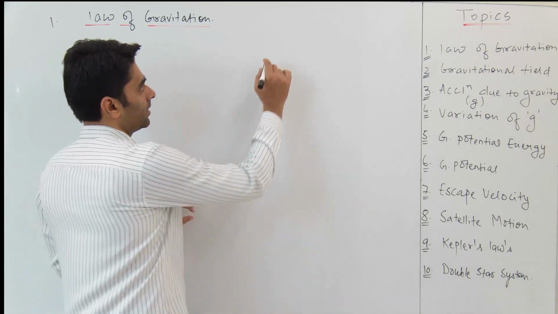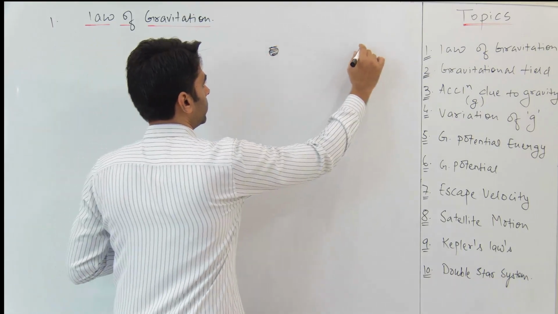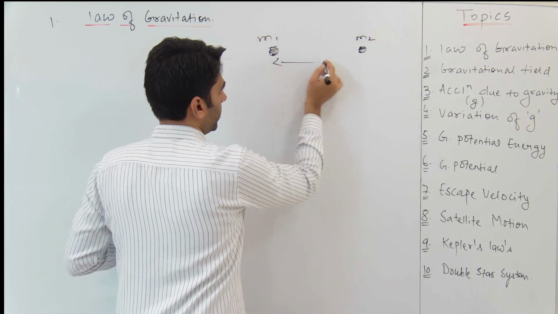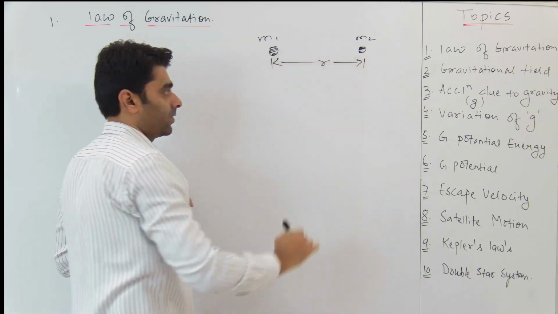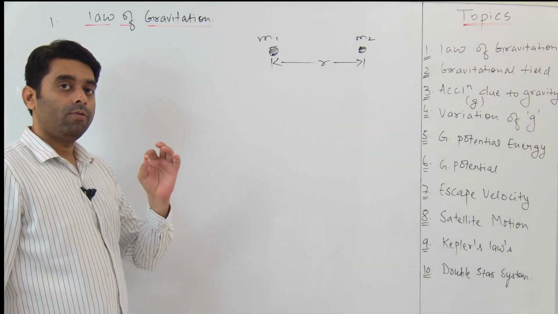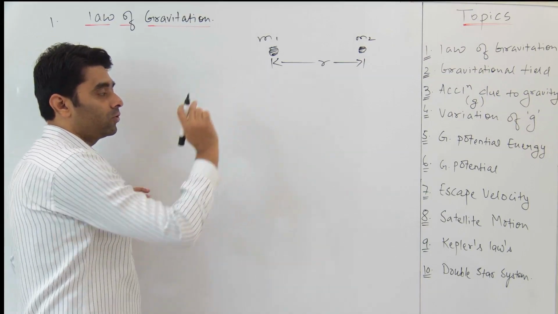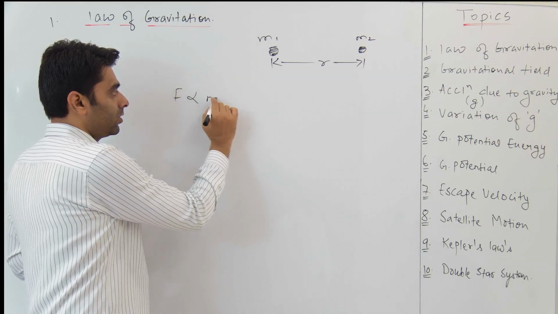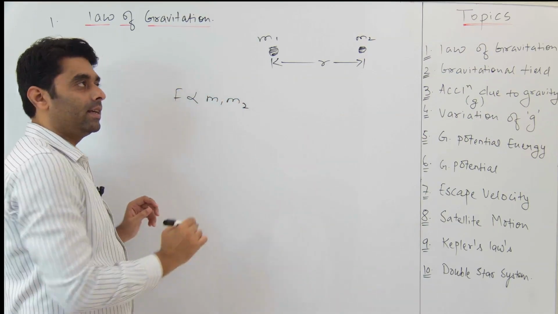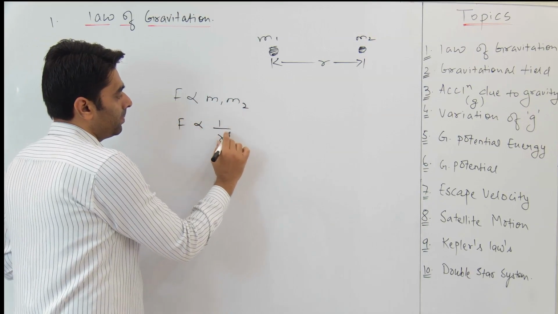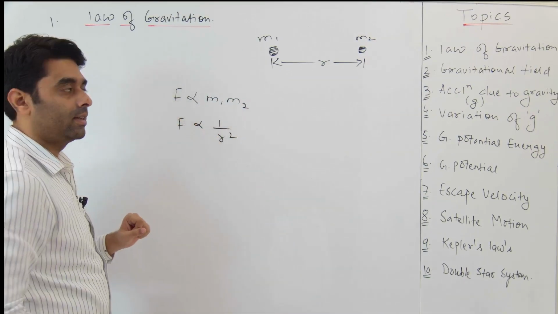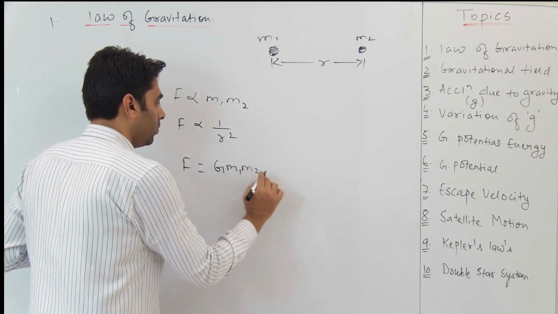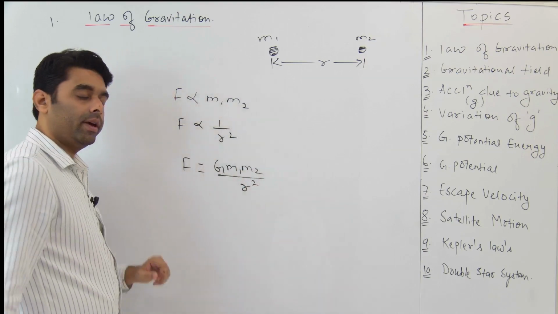The law of gravitation tells that if two masses m1 and m2 are separated by a distance of r, then the attractive gravitational force between them is directly proportional to the product of masses, and inversely proportional to the square of the separation between them. When both of these are considered, the relation is given as force F equals G m1 m2 by r square.